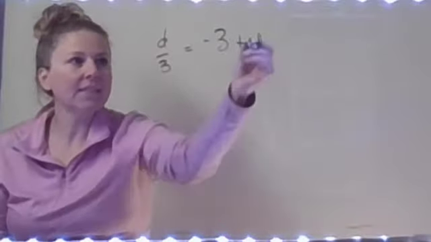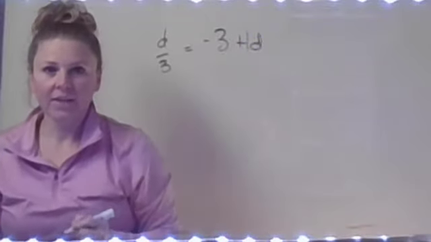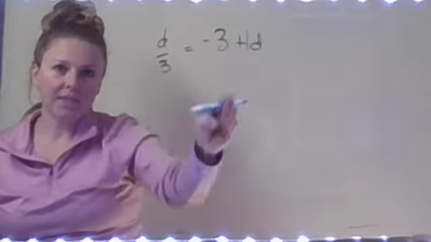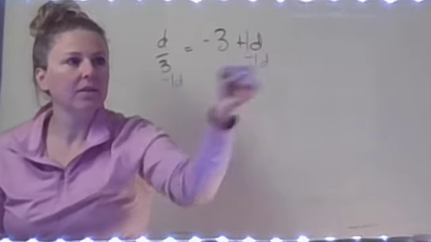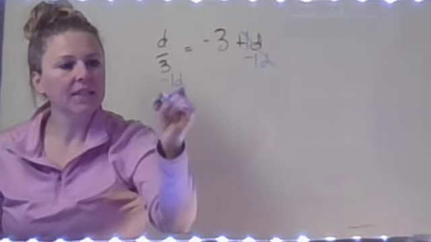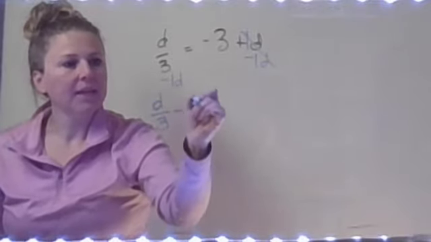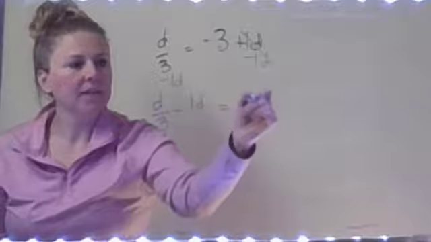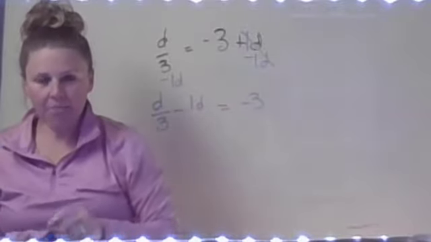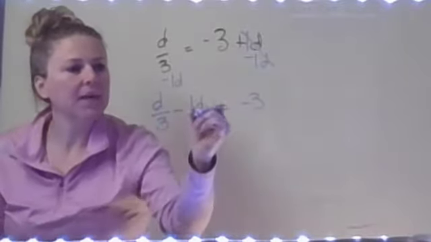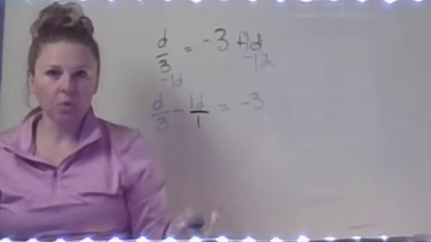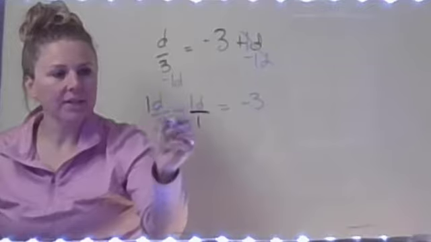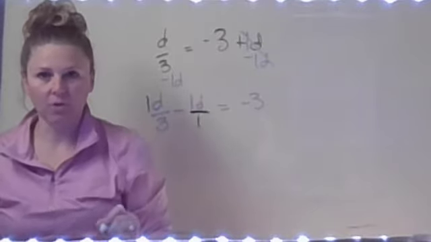And a d is the same thing as a 1d. So we're going to bring the d over by subtracting. So minus 1d. So we have d over 3 minus 1d equals negative 3. Did you see how I put that d on top? Because I'm going to make it d over 1, because 1 is the same as 1 over 1. So this is like 1d over 3 minus 1d over 1.